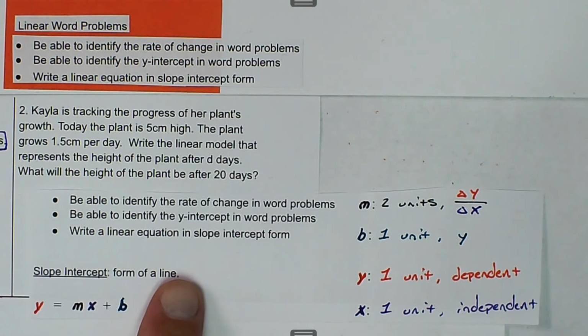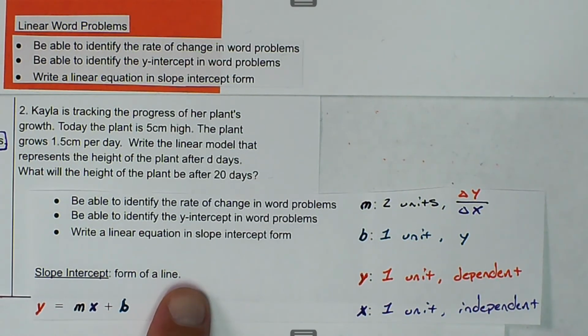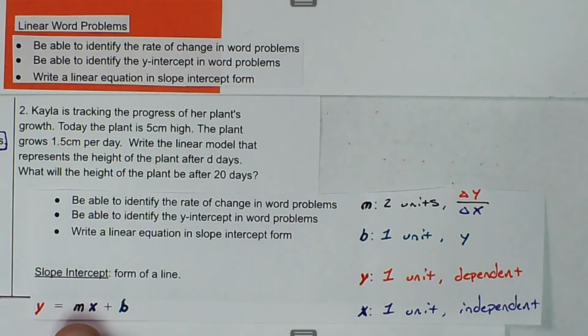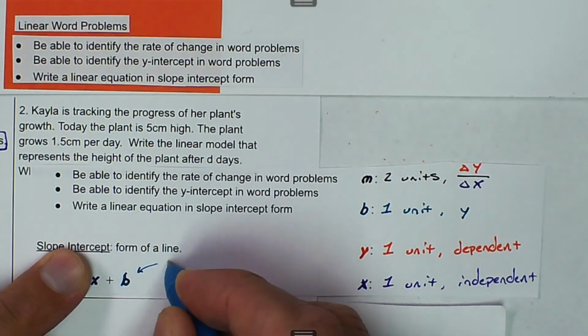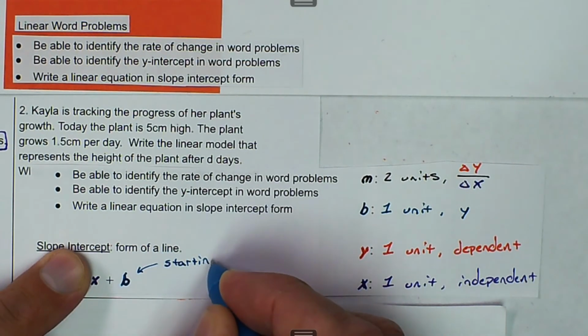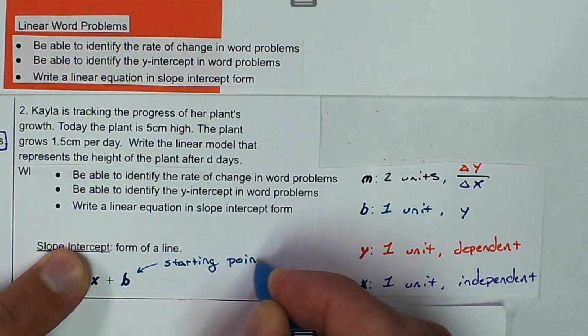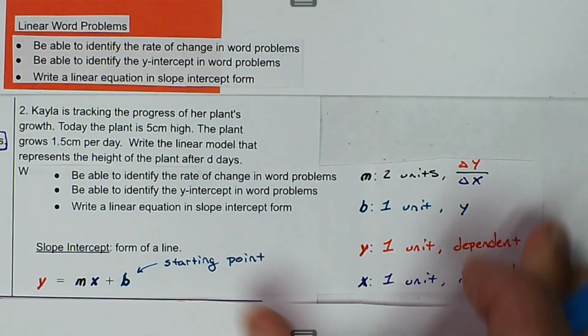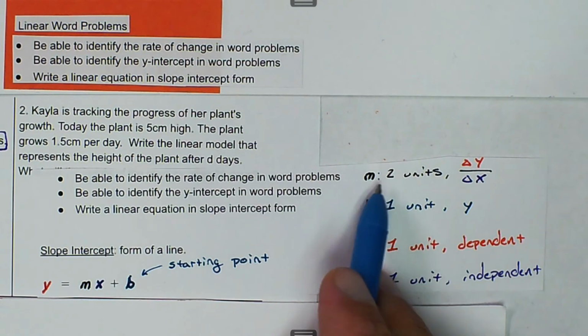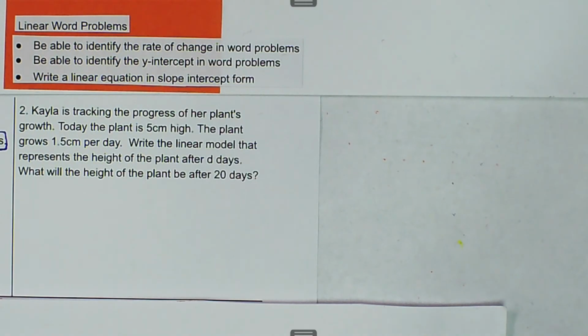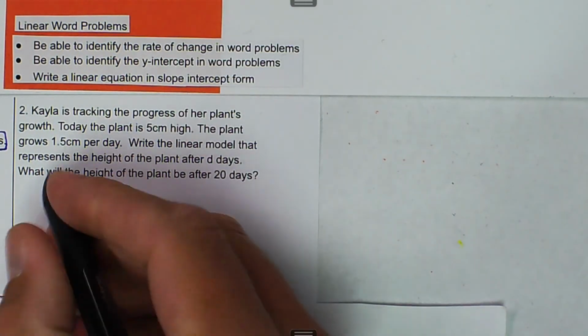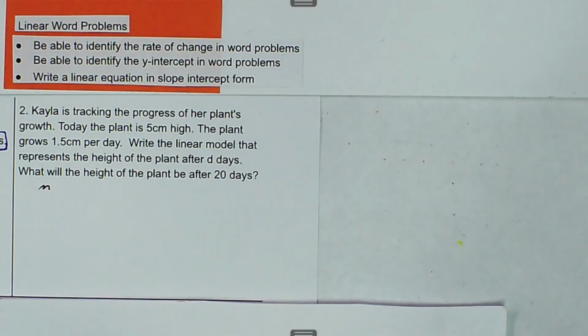So we look at our equation down here, and we have m is the rate of change, and then we remember that another way that we can think about our y-intercept is the starting point. So b is our starting point, and when we're looking for our rate of change, we're looking for the units that have 2 units on it. So those are the 2 things that we need to find. We need to find m, and m is going to have 2 units on it, and we need to find our starting point.